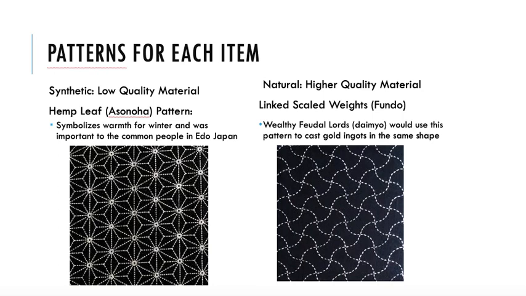For the socks, I wanted to use a pattern that represented a higher quality and higher status sashiko. So I chose the scaled weights, or the fundo. And this was common for wealthy feudal lords, and they would use this pattern to cast gold ingots in the same shape.